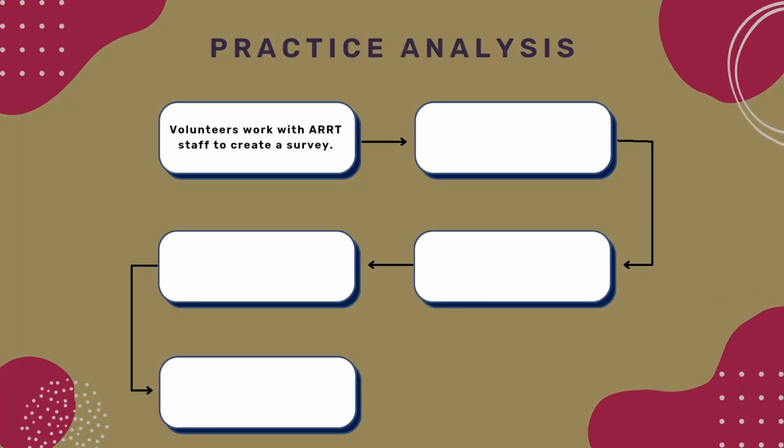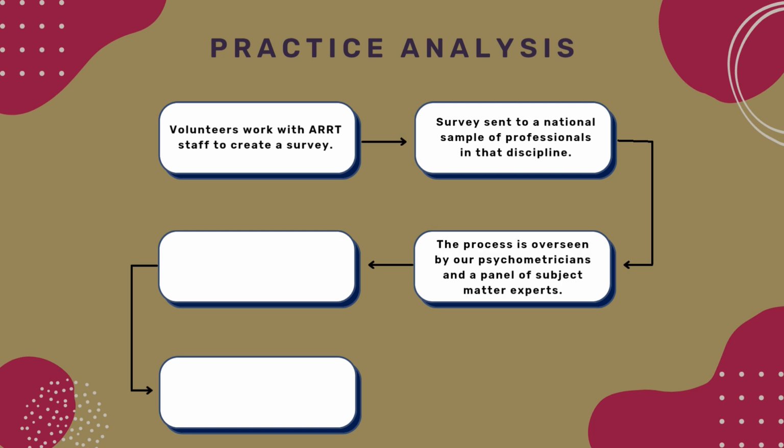Usually a committee of volunteer subject matter experts, typically registered technologists in that discipline, work with ARRT staff to create a survey. ARRT sends out this detailed survey to a national sample of professionals in that discipline. The number of surveys sent out can range from anywhere from 600 to over 2,000 people. The whole process is carefully overseen by our psychometricians and a panel of subject matter experts in that discipline. It's a big project, and each one takes between 12 to 36 months to complete.